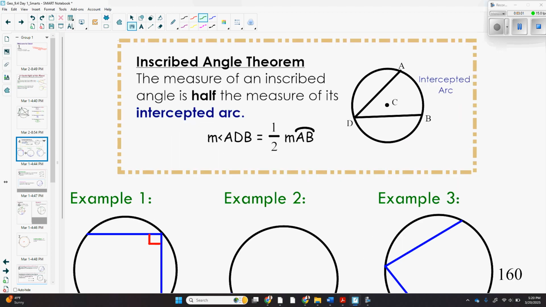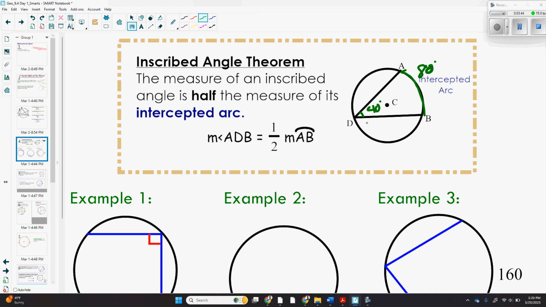Another theorem that you might write down is the inscribed angle theorem. This says that the measure of an inscribed angle is half the measure of its intercepted arc. This is probably going to be the one you use the most in this section, so make sure you write this down. The measure of an inscribed angle is half the measure of its intercepted arc. So if I take a random number and say this inscribed angle is maybe 40 degrees, and that's half of the intercepted arc, then the arc would be 80 degrees, whereas the angle would be 40 degrees.